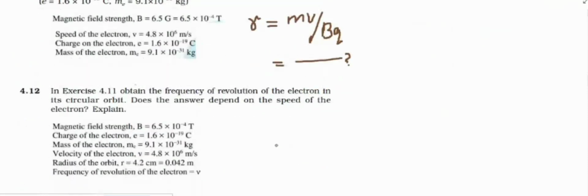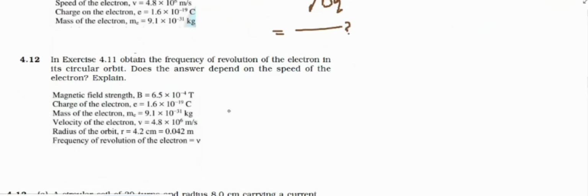Then question 12. It's a continuation of the previous question. Obtain the frequency. All quantities are given. So frequency nu is equal to v q upon 2 pi m. That is the equation for frequency. Substitute the values, obtain the answer. Charge is the electronic charge, mass is the mass of the electron.